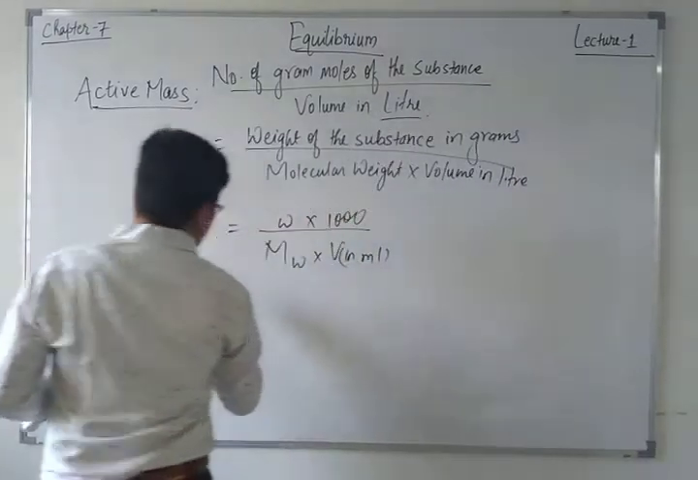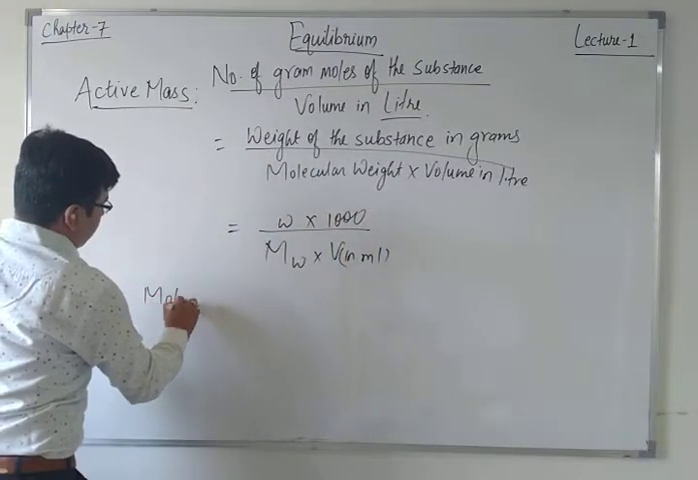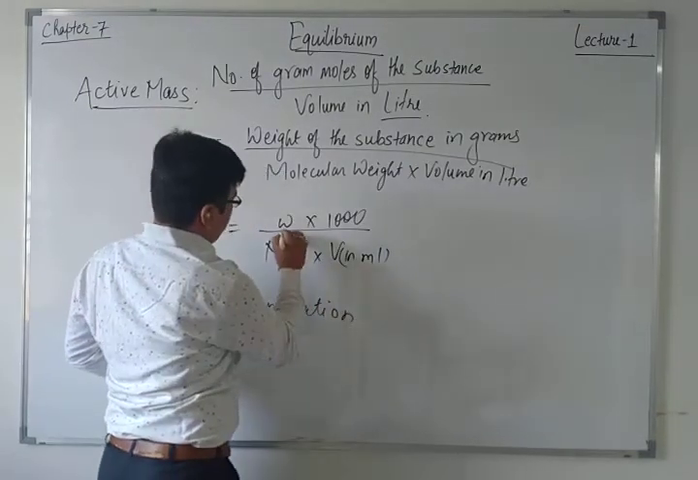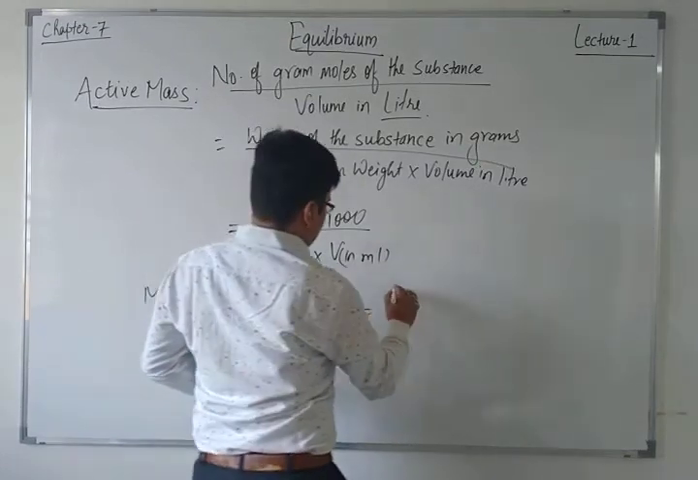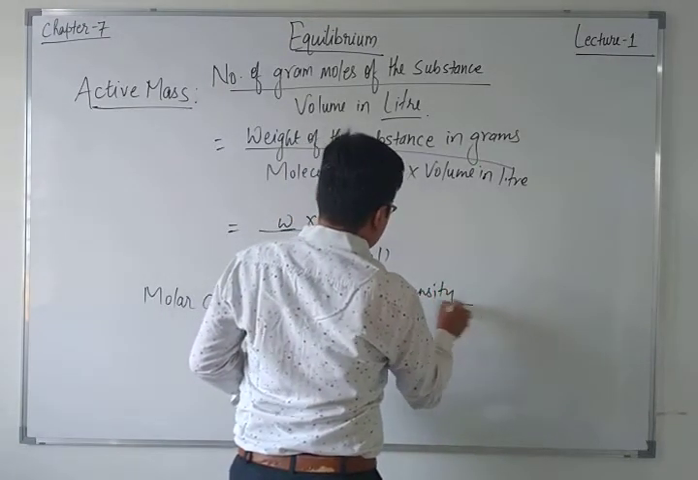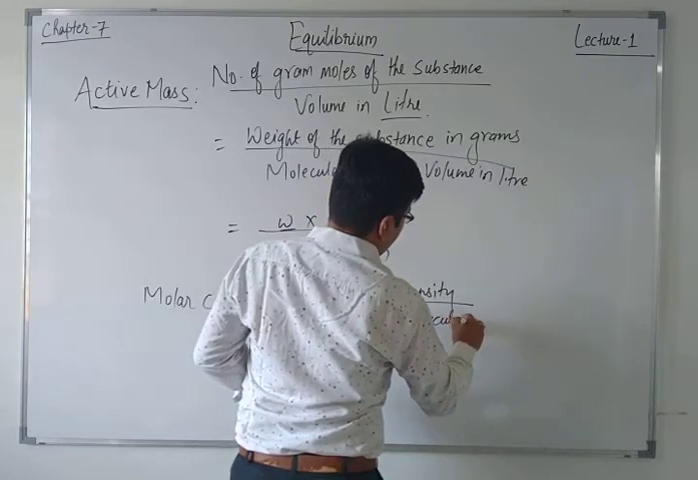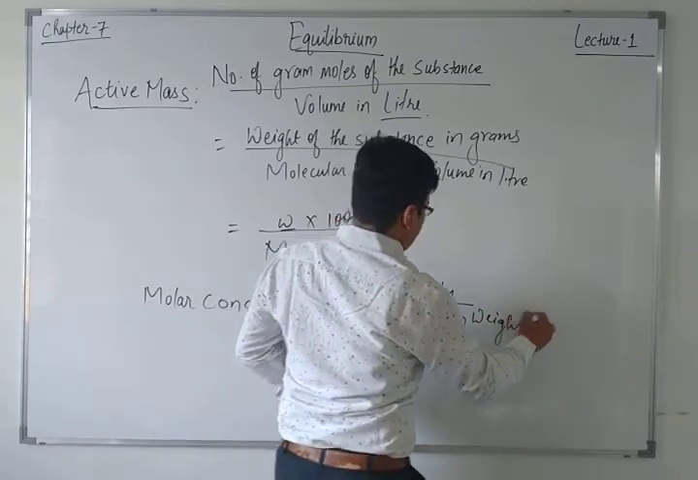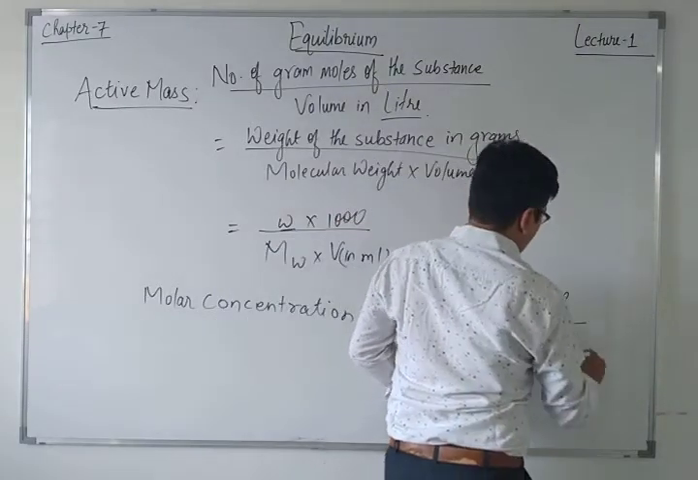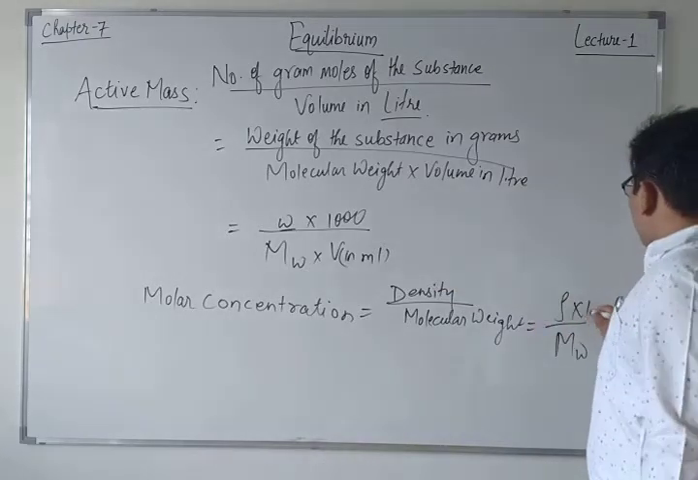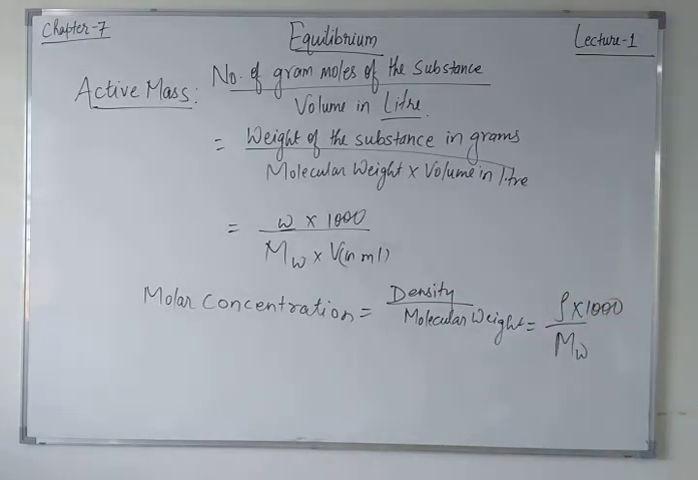Here, molar concentration is equal to, as I have told you, mass upon volume is density, upon molecular weight. Density is represented as rho, and this is the molecular weight. Can we write this or not? Tell me. And if this is represented in milliliter, then you have to just multiply by 1000. So the molar concentration is equal to density upon molecular weight into 1000.